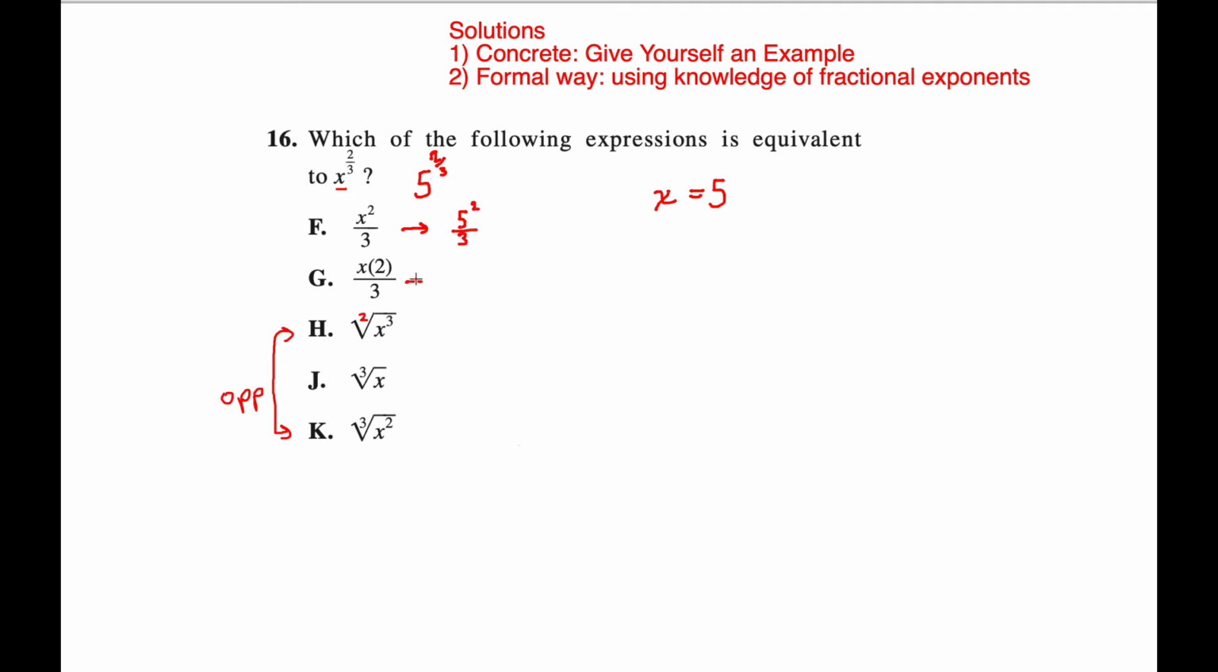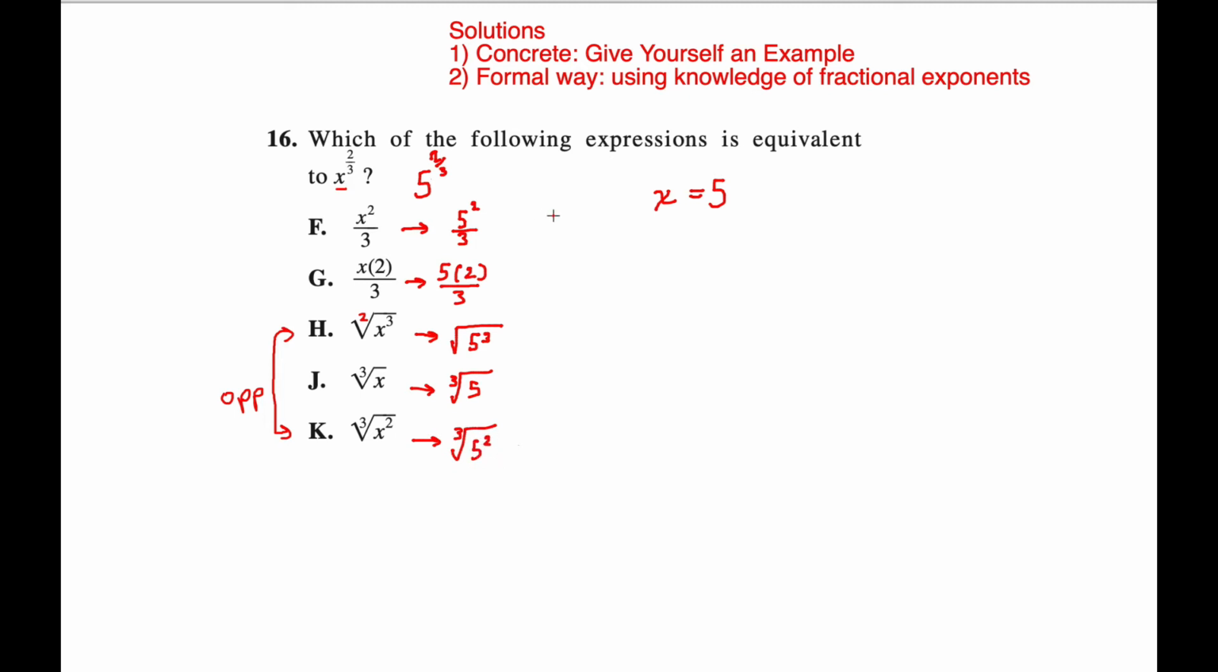And then answer choice G, we're going to replace that X with a 5 as well. So it'll be 5 times 2 divided by 3. Answer choice H is going to be the square root of 5 cubed. And then answer choice J is going to be the cube root of 5. And then finally for K, that's going to be the cube root of 5 squared, like that.